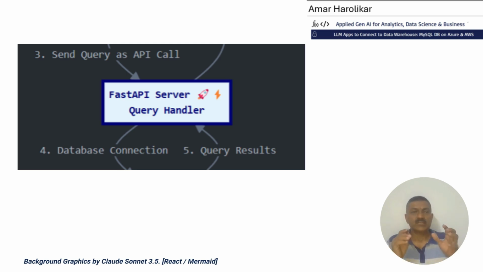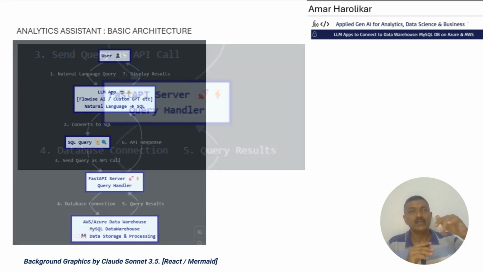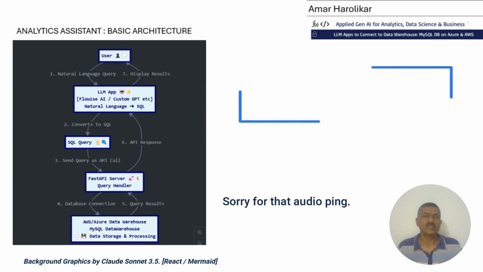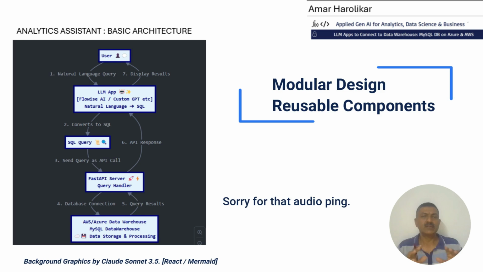Now, I have kept this processing server as an API endpoint and separate from the main system. Potentially, I could have connected the LLM app, Flowise, directly to a database server. There are many ways to do it. While you could connect the LLM app directly to the data warehouse without this middle hop, I chose to keep it separate for reusability, right?